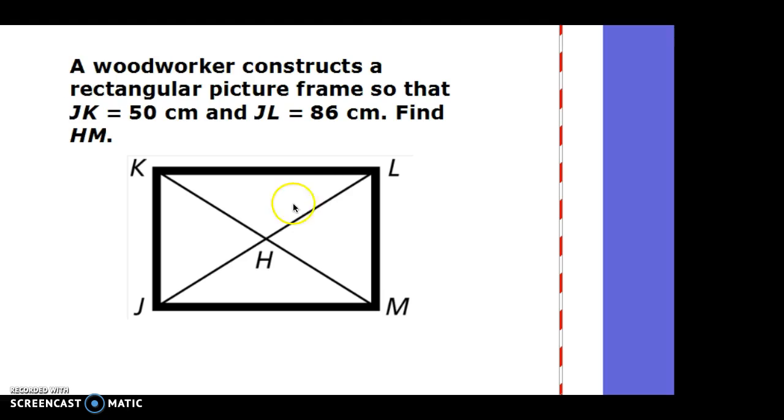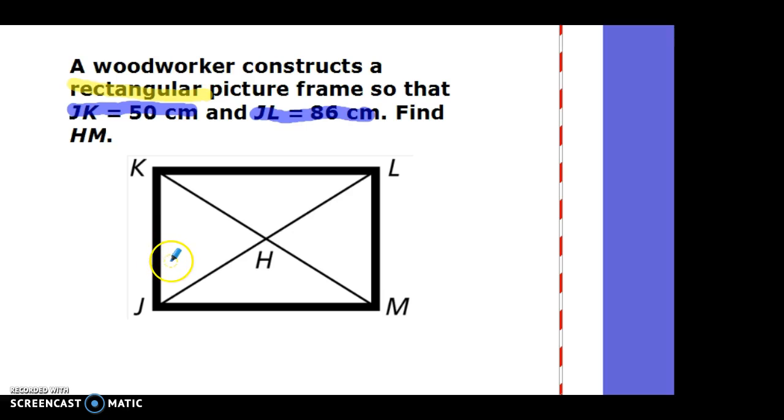Yes, Sabrina? JL equals 86 centimeters. Anything else that is important? Yes, Clea. JK is 50 centimeters. One more thing is very, very important in this problem. What word in this problem is of the utmost importance? Yes, Zainab. Rectangular, which is a word for a rectangle.